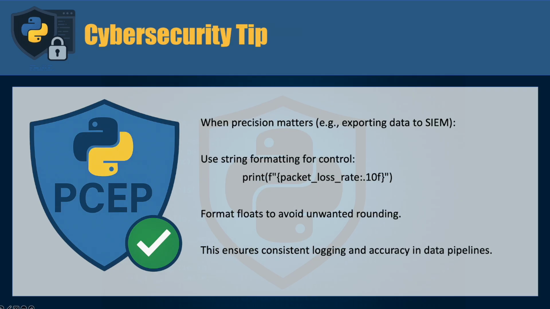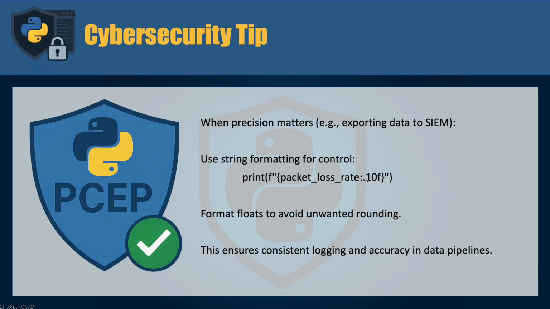When precision matters, we're going to use string formatting for control. To do that, we use what's called an f-string. This ensures consistent logging and accuracy in data pipelines. How we do that is we start our string with an f, then we can use double quotes. These curly braces are what's called placeholders. In this case, we're using packet_loss_rate, colon, and then the format specifier.